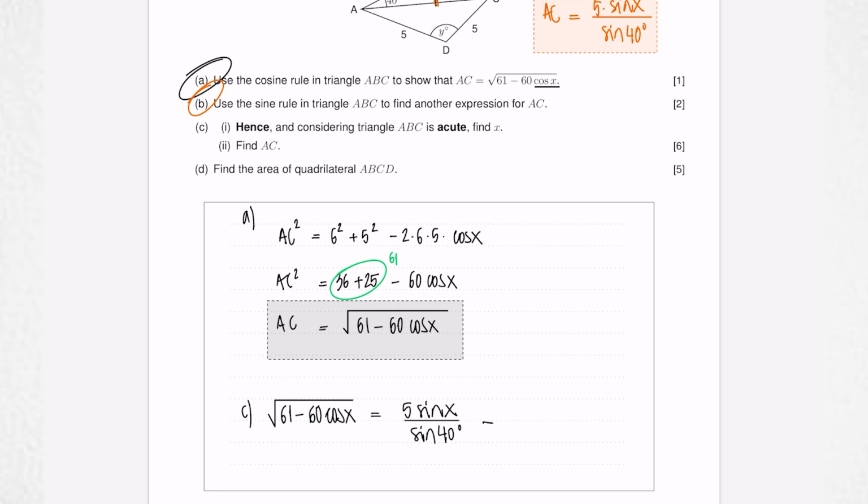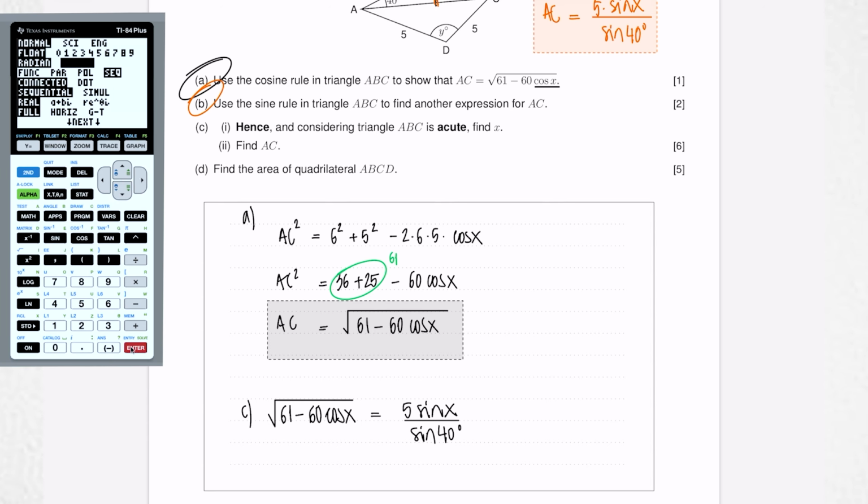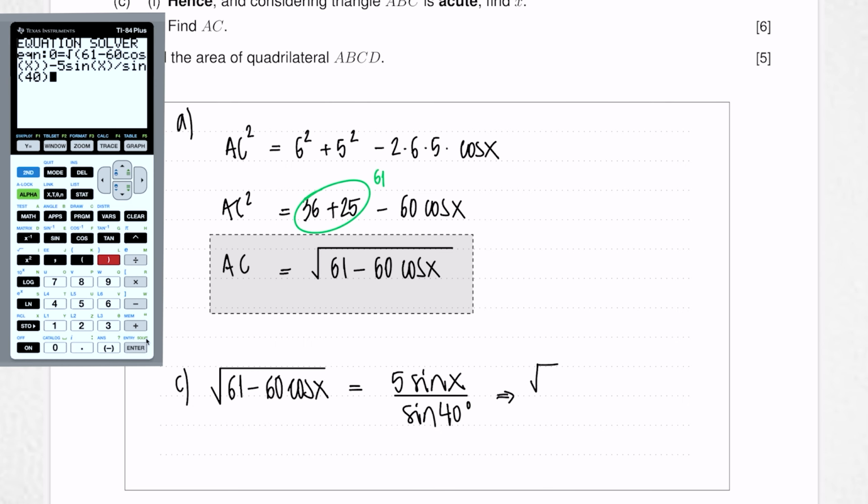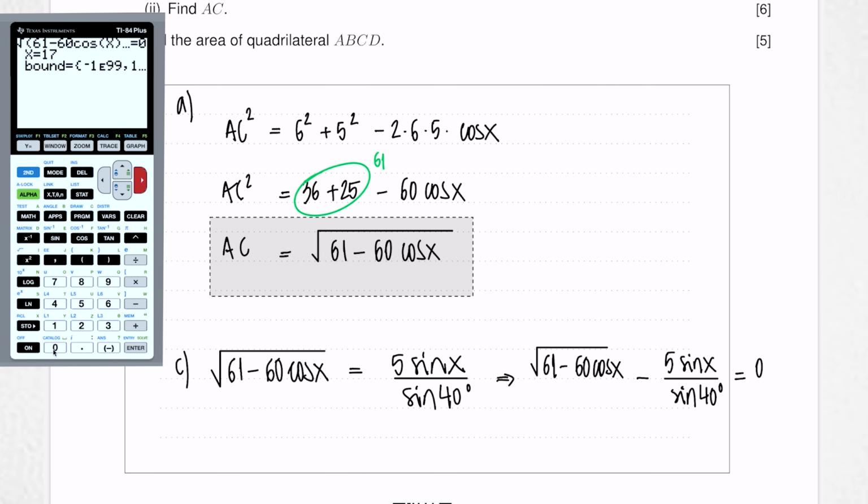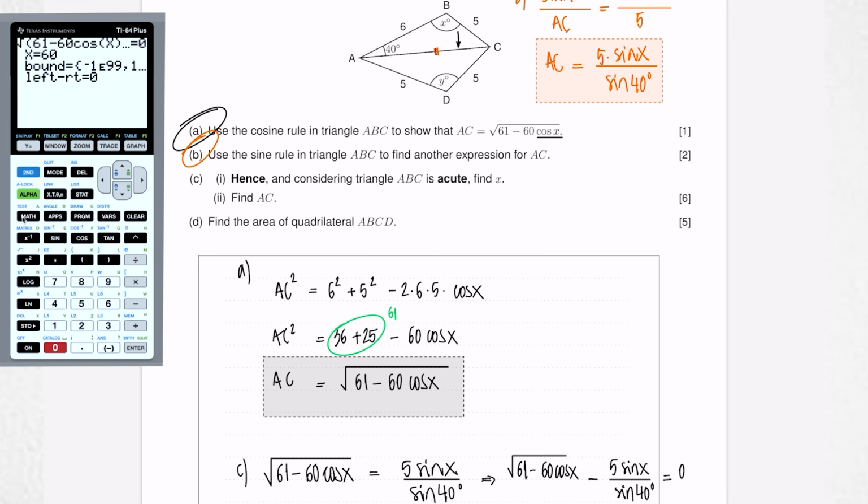And by plugging this into our GDCs, and let me change this to degrees, we have in the numeric solver the root of 61 minus 60 cosine of x minus 5 sine of x over sine of 40 equal to 0. Now do notice that I moved everything to the same side here. Now one thing that we know is that this angle is acute. Therefore, we're going to search for the answer between 0 and 90 degrees. And we can guess it at 60, for example, and we get 89.5 degrees.